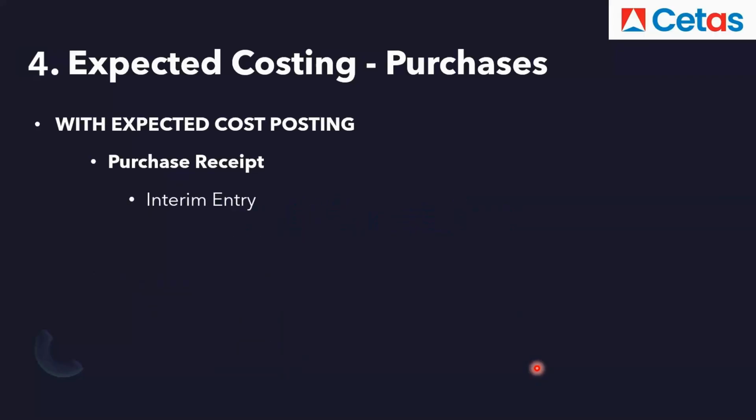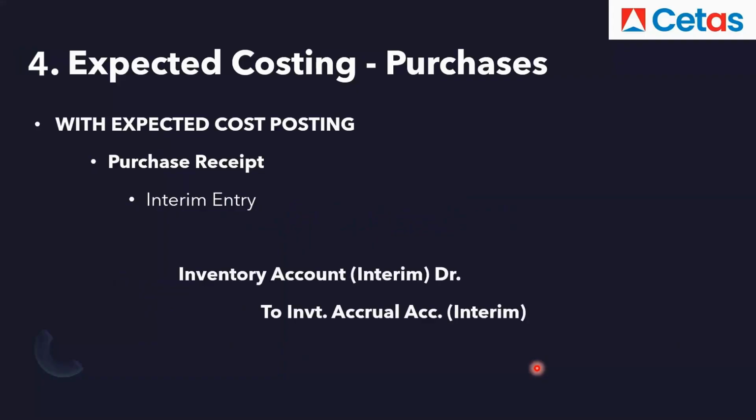With expected cost posting switched on, when the goods are received but not invoiced, one interim entry is created. That is, inventory account interim debit to inventory accrual account interim. This is temporary. It is just Business Central saying goods have arrived, so it must appear in the inventory value.